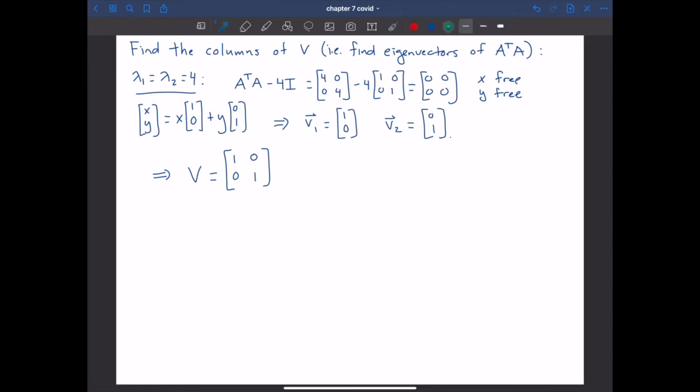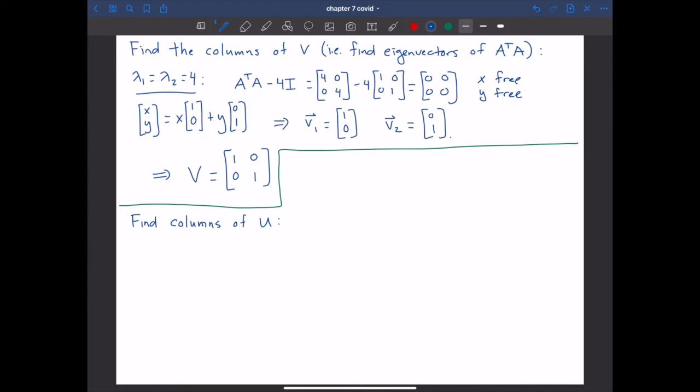Let's separate our work here. I'm going to use a nice sap green before going back to work with this beautiful Prussian blue I have here. So the final step is to find the columns of the matrix U. Now remember, to do this we have this formula.